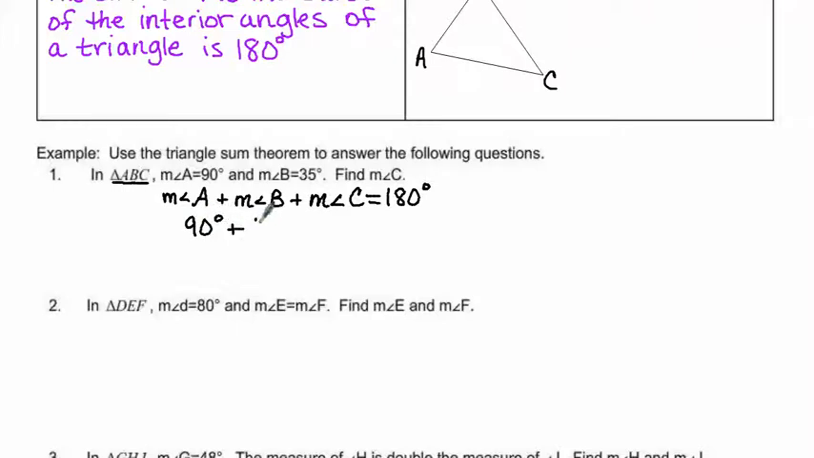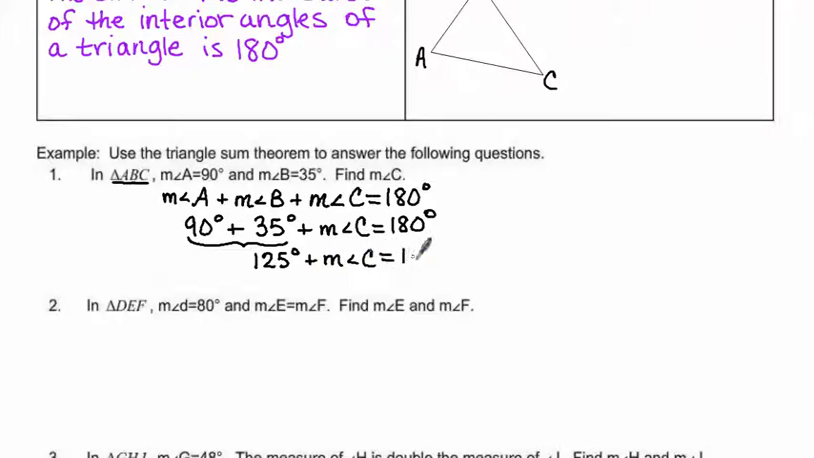The measure of angle B, we're told, is 35 degrees. And the measure of angle C, that's our unknown, so we're going to leave that as it is for now. And now we have an equation that we can simply solve by adding and subtracting. Okay, so we're going to combine our like terms here. The 90 plus the 35 gives us 125 degrees, plus the measure of angle C equals 180 degrees.